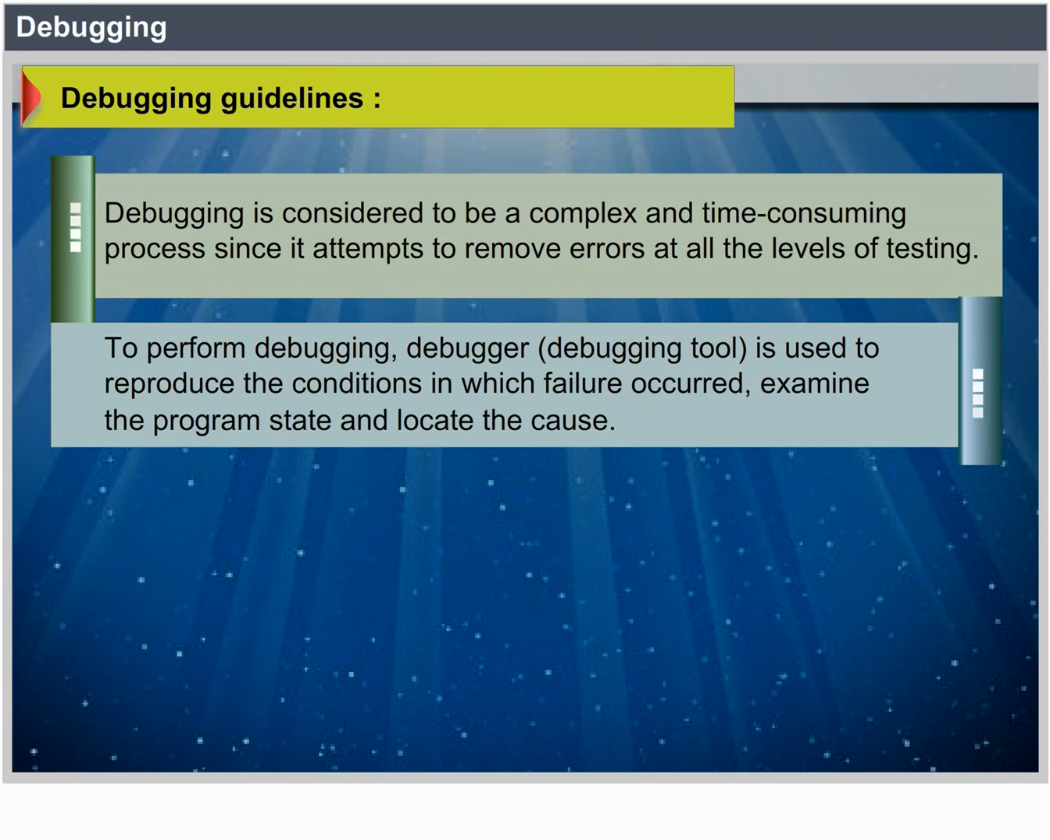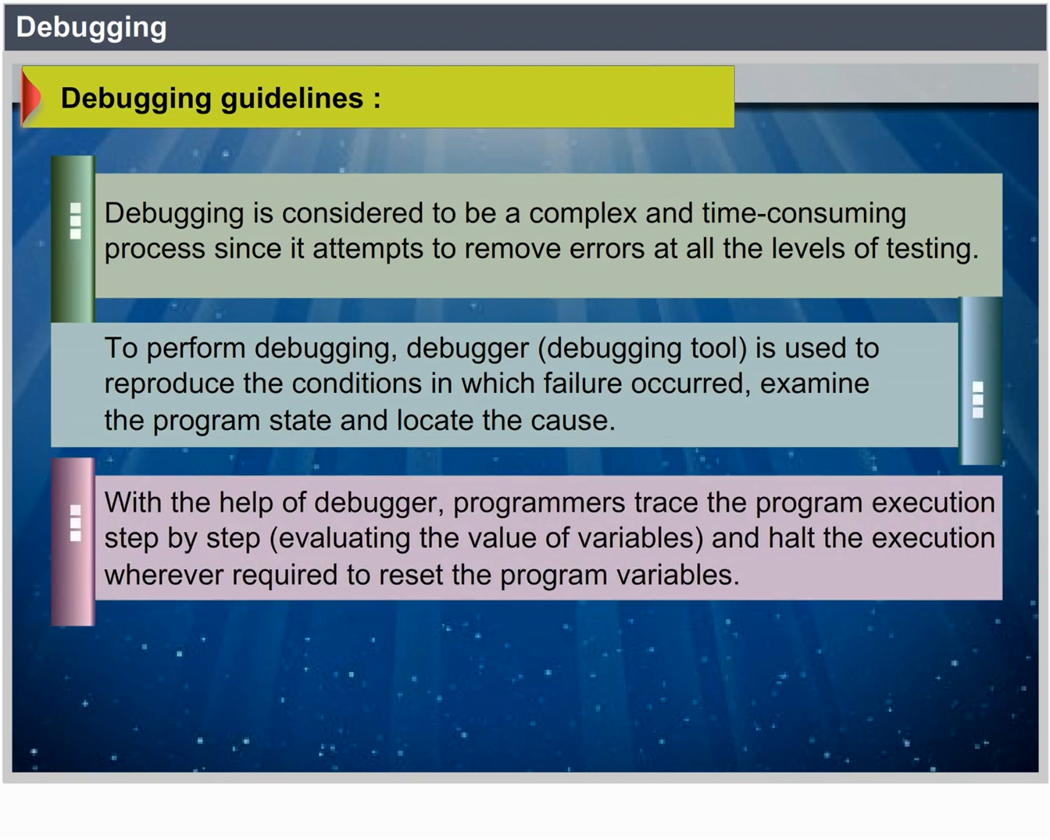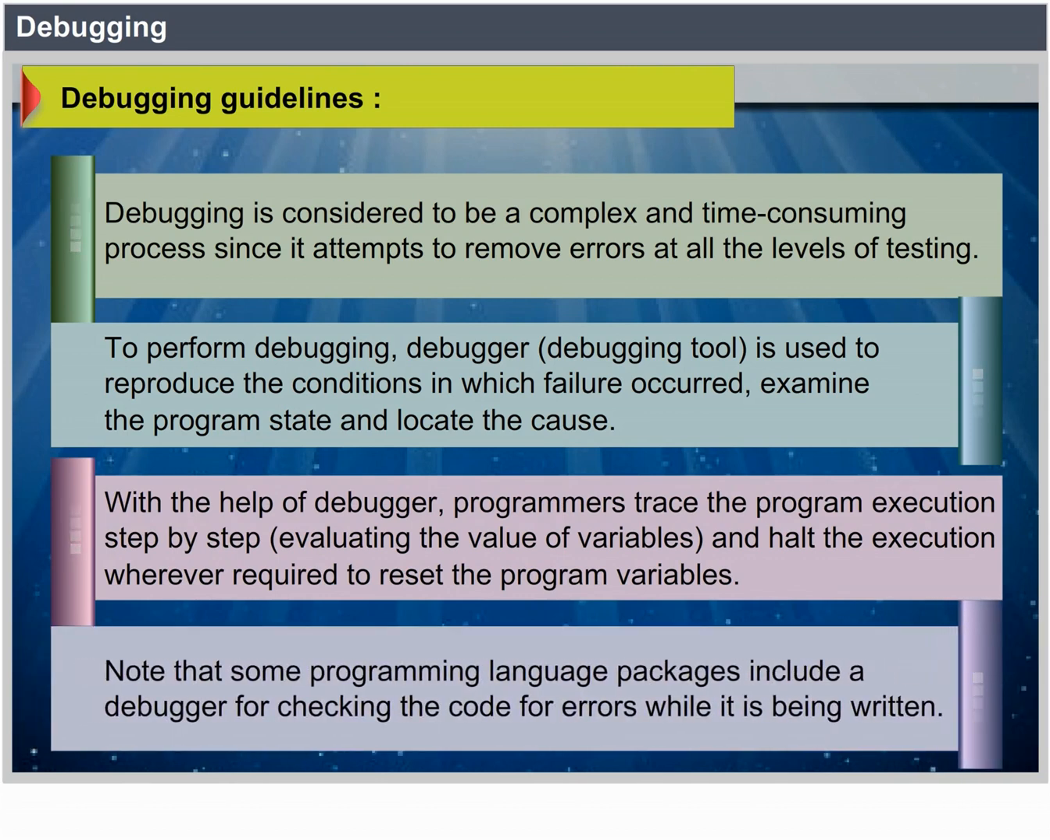To perform debugging, a debugger is used to reproduce the conditions in which failure occurred, examine the program state, and locate the cause. With the help of a debugger, programmers trace the program execution step by step and halt the execution wherever required to reset the program variables. Note that some programming language packages include a debugger for checking the code for errors while it is being written.